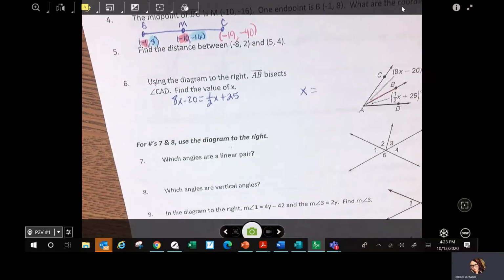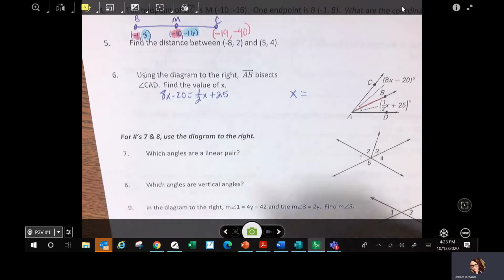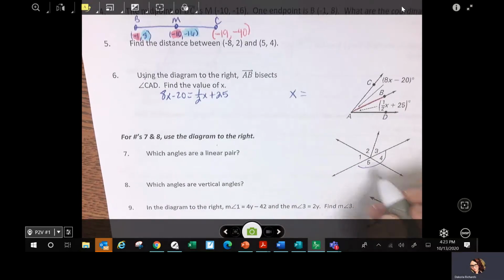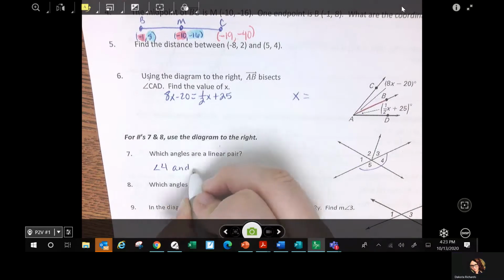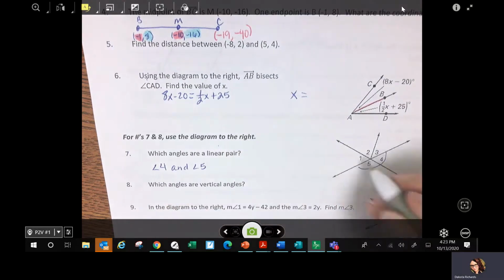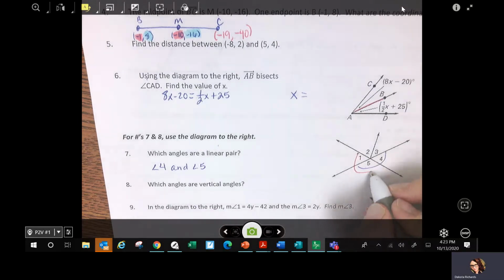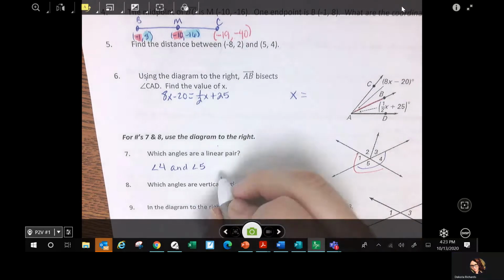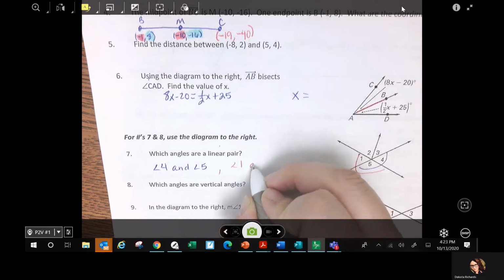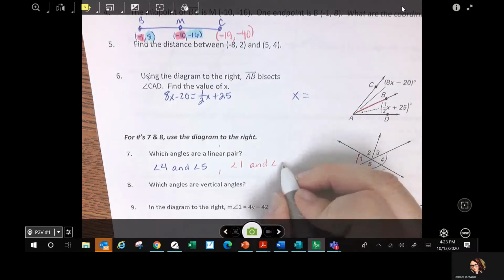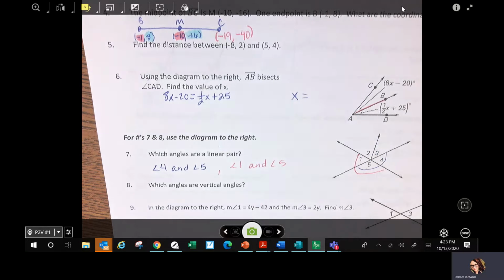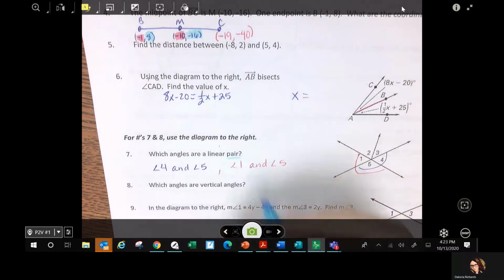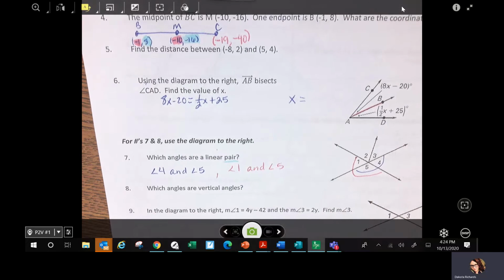Right. For 7, which angles are a linear pair? So I see angle 4 and angle 5. I also see angle 1 and angle 5. Those make a line. Okay, so somebody asked me today, what about 1, 2, and 3? Yes, all 3 of those make a line, but that is not a linear pair. So that's more like a linear triplet.